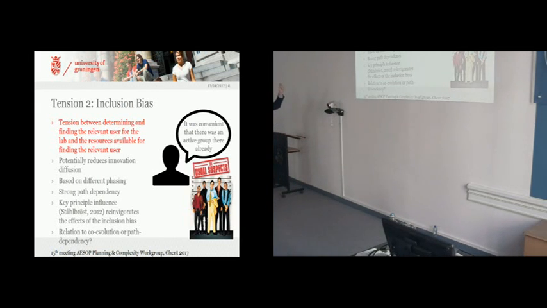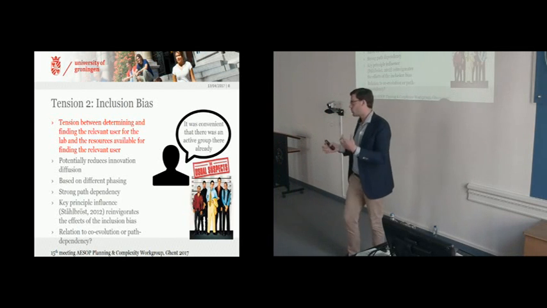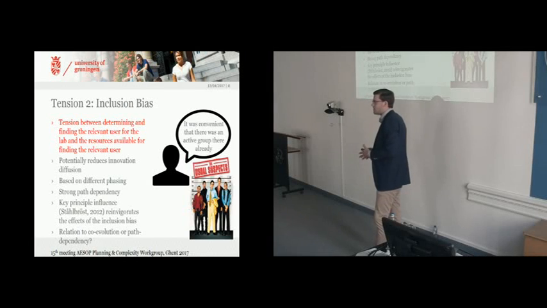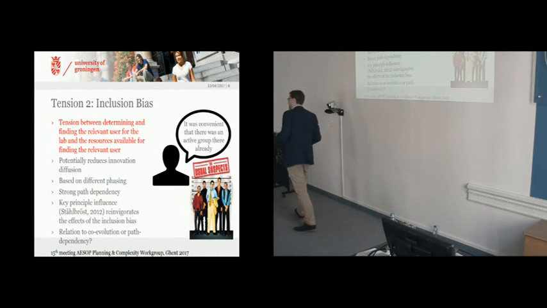Because if you look at the phasing of the diffusion, it might reduce innovation diffusion. Why? The urban transition lab approach really focuses on this transition team, whereas the POL approach really focuses on the users that are involved. So if we think too easily about the users we involve, this might negatively influence the innovation diffusion of the lab.